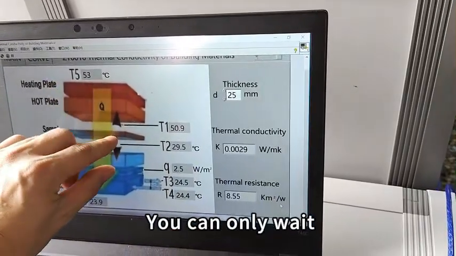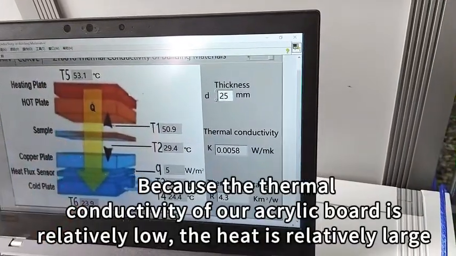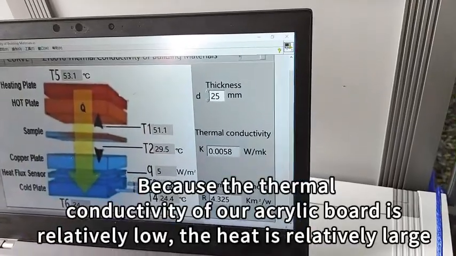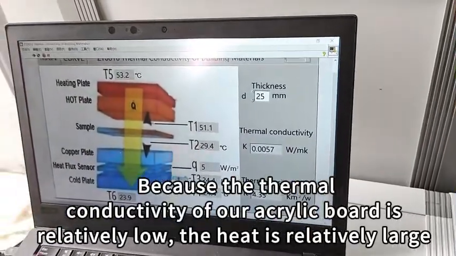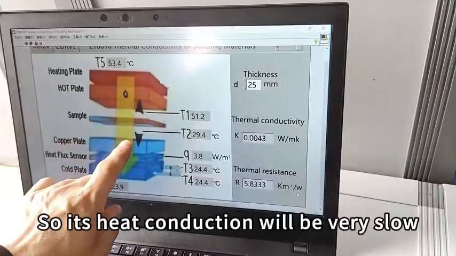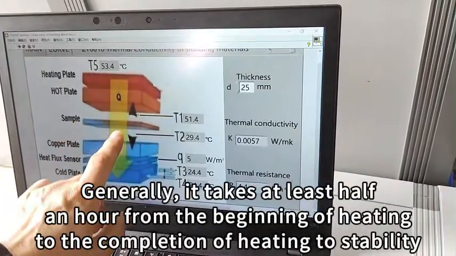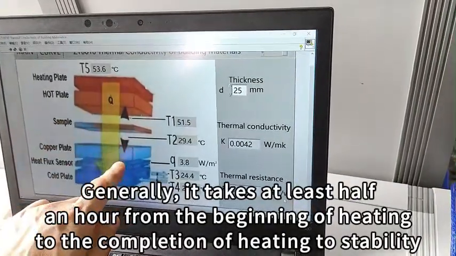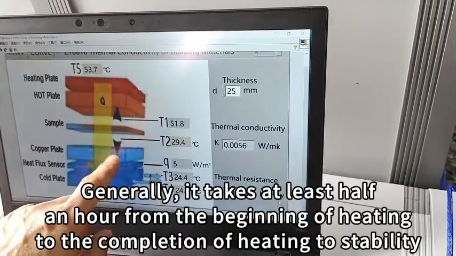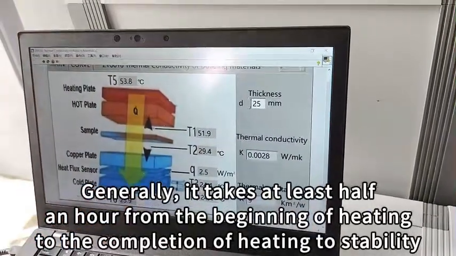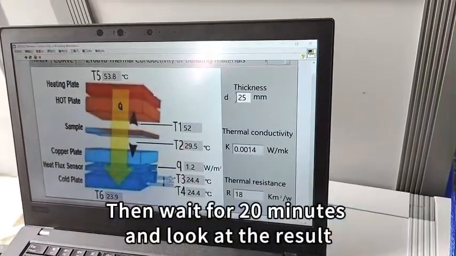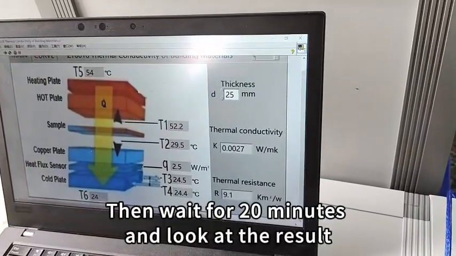You can only wait. Because the thermal conductivity of our acrylic board is relatively low, the thermal resistance is relatively large, so its heat conduction will be very slow. Generally, it takes at least half an hour from the beginning of heating to stability. Then wait for 20 minutes and look at the result.